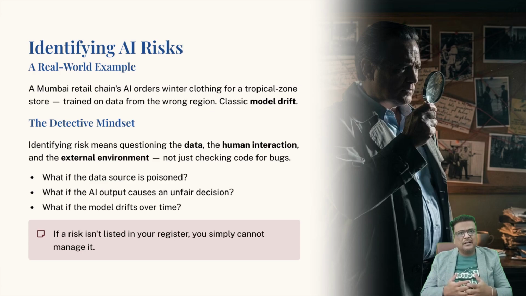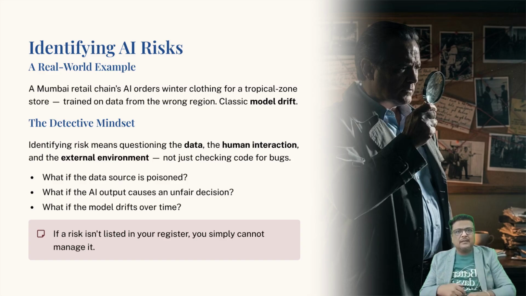The standard requires us to create an environment where we constantly hunt for these vulnerabilities. It is not just about checking the code for bugs. It is about questioning the data, the human interaction with the system, and the external environment. If you are a developer or a project manager, you need to sit down with your team and play the what if game. What if the data source is poisoned? What if the AI model gives an output that leads to a safety breach or an unfair decision?